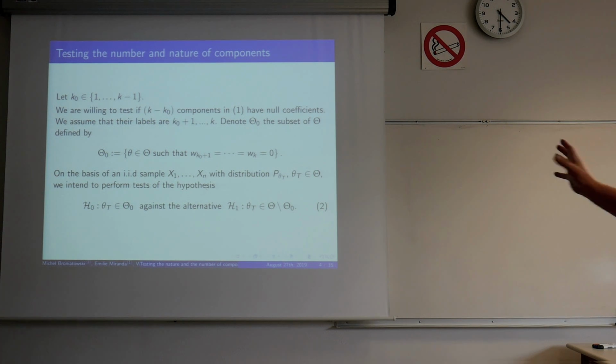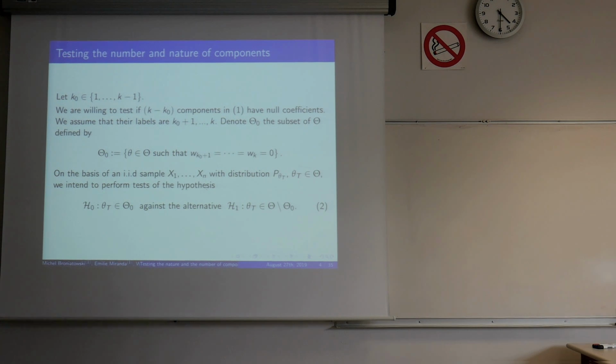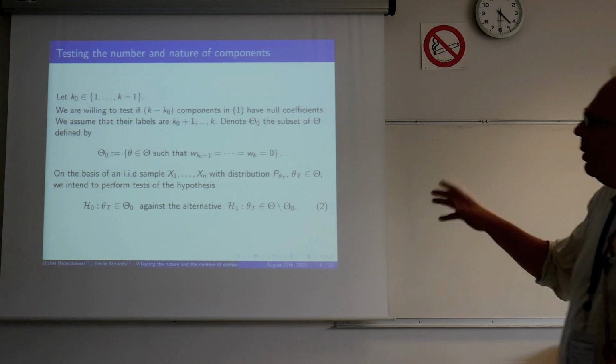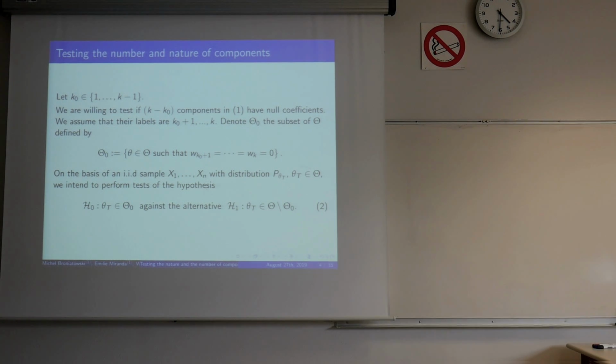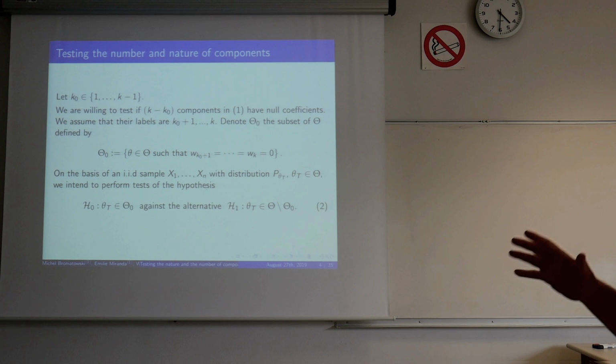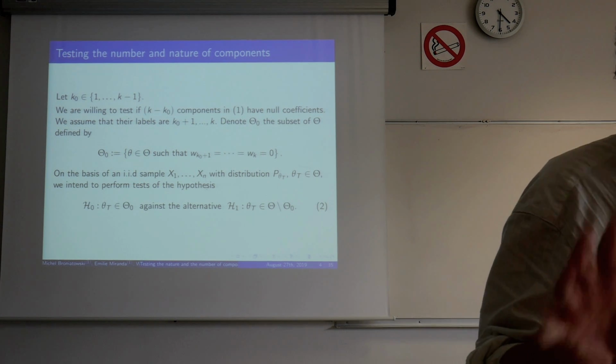Okay, so we consider the problem of deciding whether we have k non-null components and k0, and k minus k0 null components, and they are ordered in this way. So, okay. This seems a bit formal, and to say the truth, it is formal, because globally, as you will see, we will treat problems with k equal 2 and k0 equal 1.